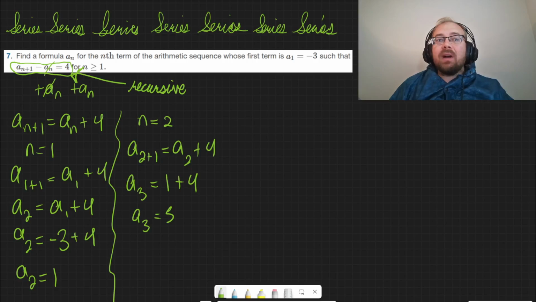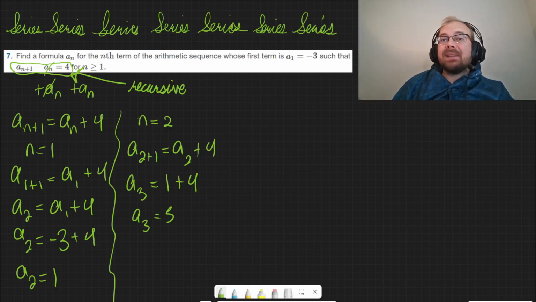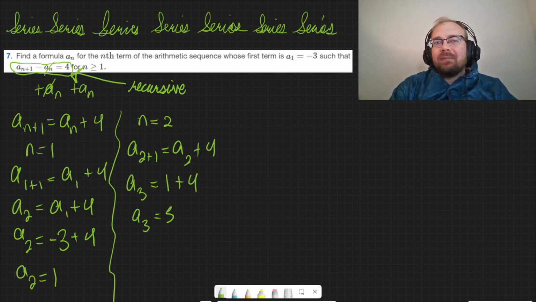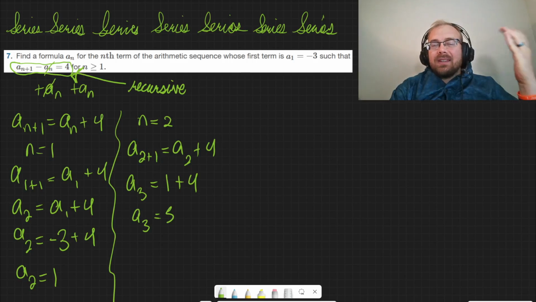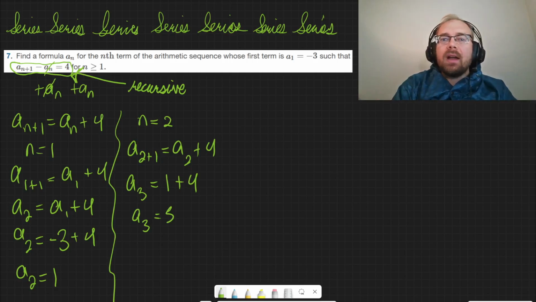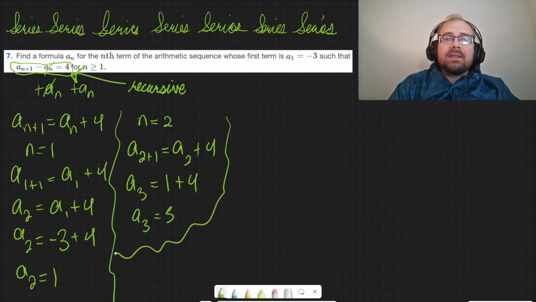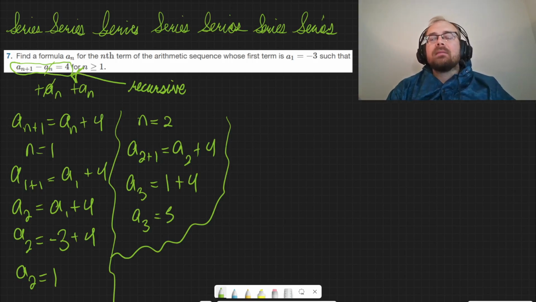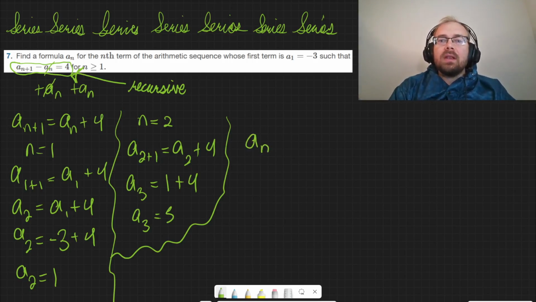Now, when they say find a formula, what they mean is the explicit formula. Because we have a formula for a sub n. A sub n is equal to the previous term, so a sub n minus 1 plus 4. You could write this with a sub n here instead, and then a sub n minus 1 there instead, and it would be the same thing, actually. But as far as creating the explicit formula, the simplest thing to do would be to just follow the formula.